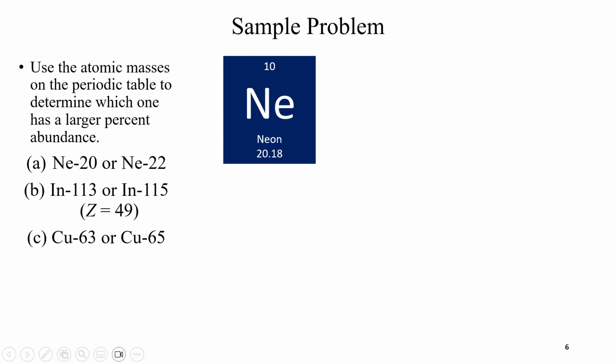Well, if you look at the periodic table, we find under neon that its atomic mass is 20.18. This number is much closer to neon 20 than it is to neon 22, which tells me that neon 20 has a higher percent abundance than neon 22.